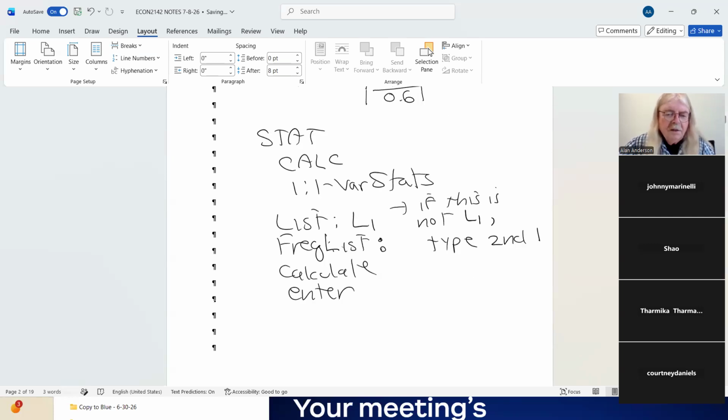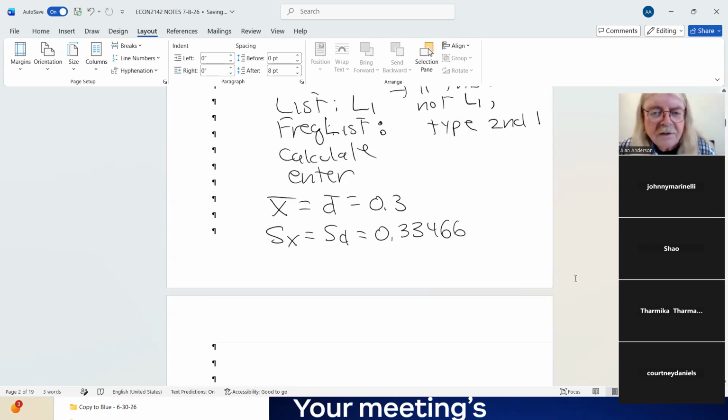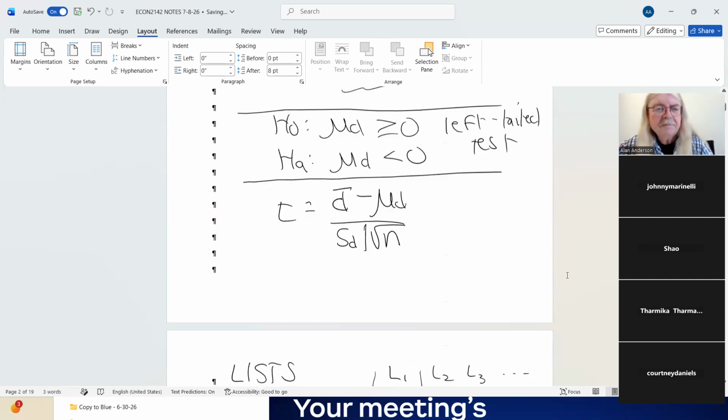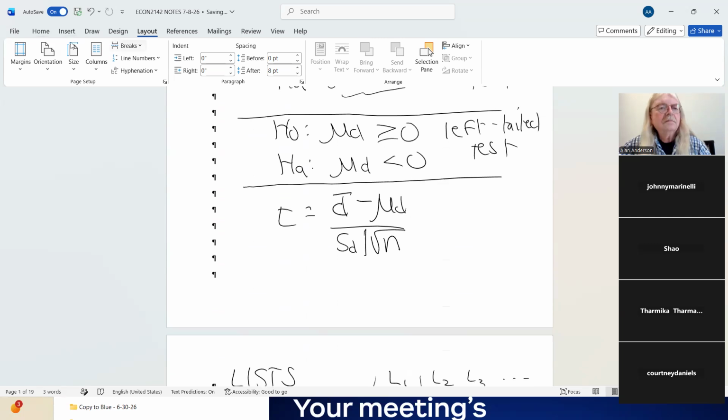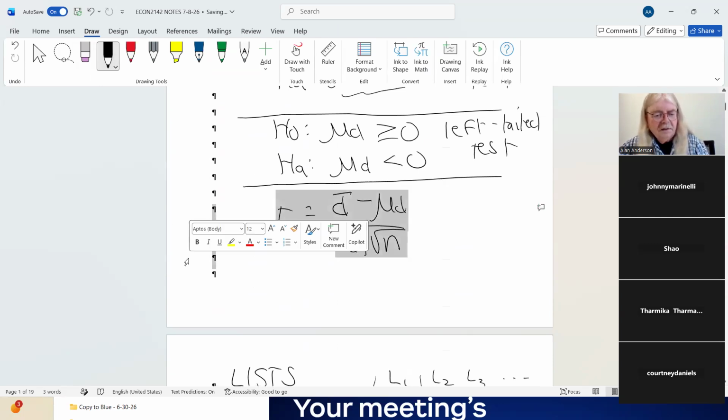All the details are right in front of you, of which we only need two of them. What it's calling X bar is what we're calling D bar, 0.3, and what it's calling SX is what we're calling SD, which is 0.33466 approximately. Okay. And now you actually have enough information to finish out this test statistic. So we'll just plug it in. See if I can copy it.